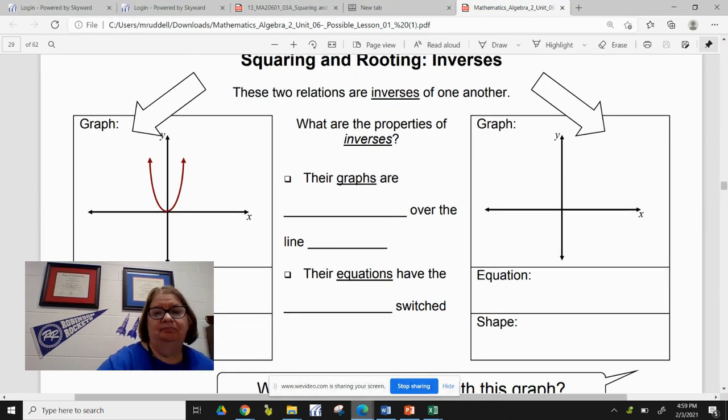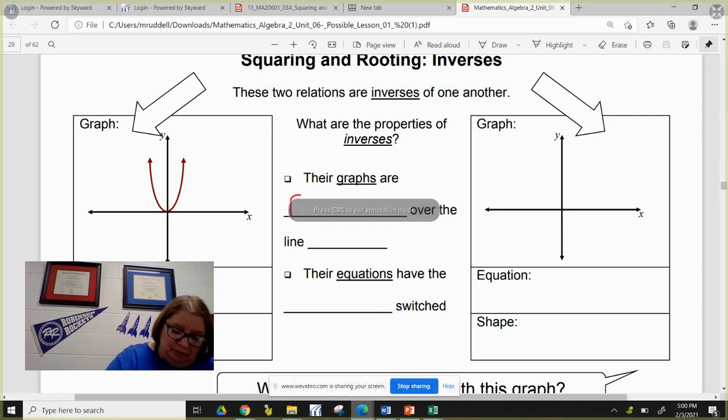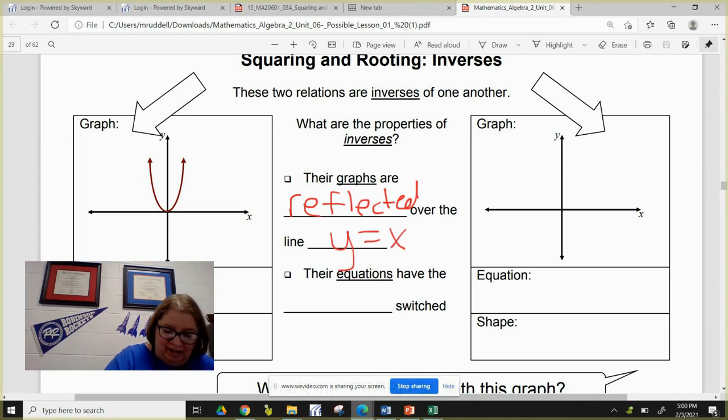This says these two relations are inverses of one another. Okay? Let me turn my page over here. It says, what are the properties of inverses? Their graphs are reflected over the line y equals x. The equations have the x's and y's switched.